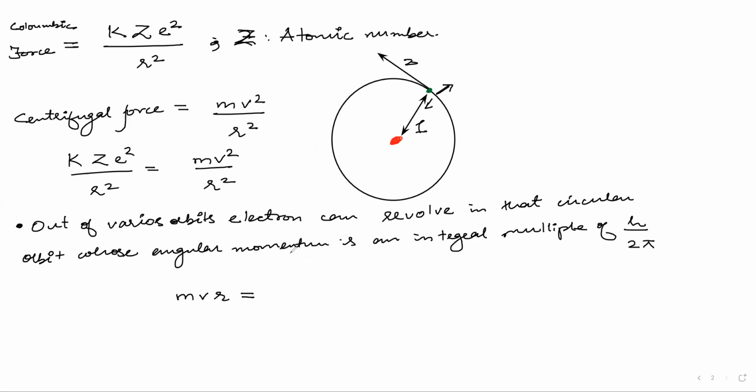So this is the integral multiple. Integral multiple of h upon 2 pi means it is equal to n into h upon 2 pi. What is this n? n can be equal to 1, 2, 3, 4, and so on.